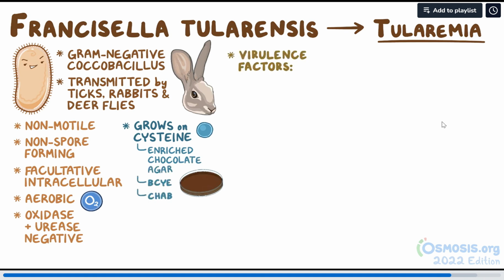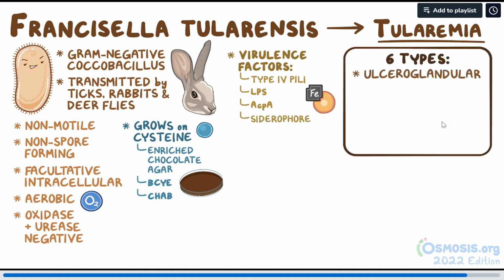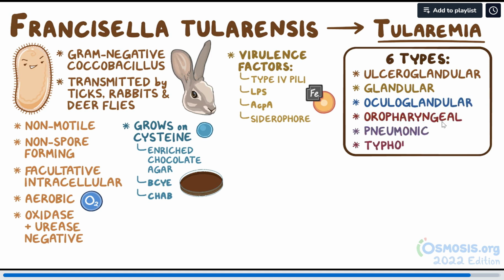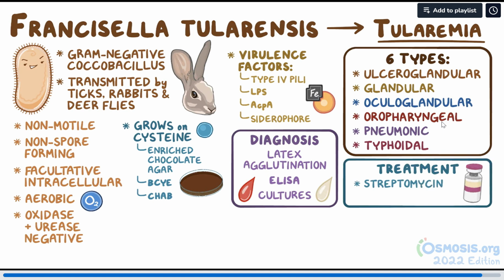Its virulence factors include the capsule with type 4 pili, and LPS, which help it invade host cells, as well as acid phosphatase ACPA, that helps it avoid intracellular destruction, and a siderophore that snatches iron from host cells. Tularemia has 6 different forms: ulceroglandular, glandular, oculoglandular, oropharyngeal, pneumonic, and typhoidal. It can be diagnosed with serological tests like latex agglutination and ELISA, and also with cultures from blood, lymph node drainage, skin lesion drainage, or sputum. Treatment is usually done with streptomycin and gentamicin.